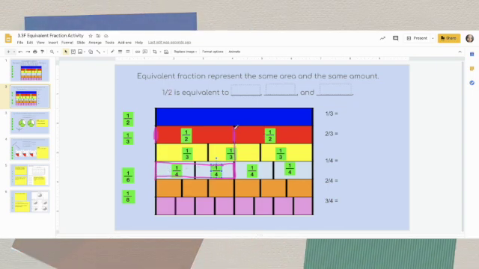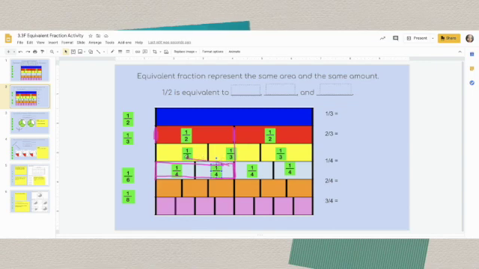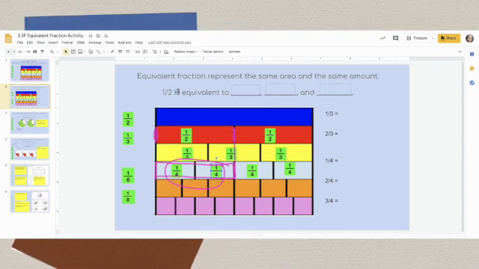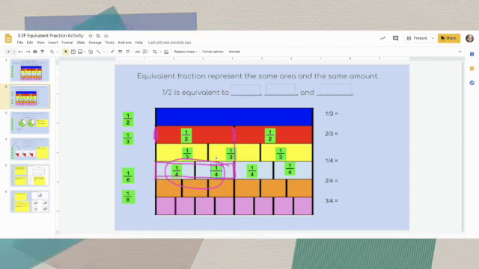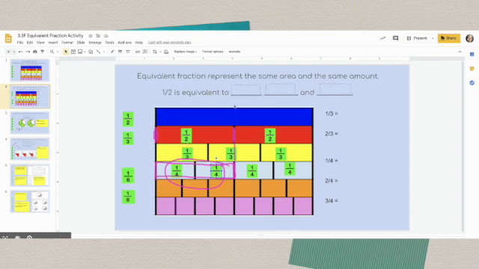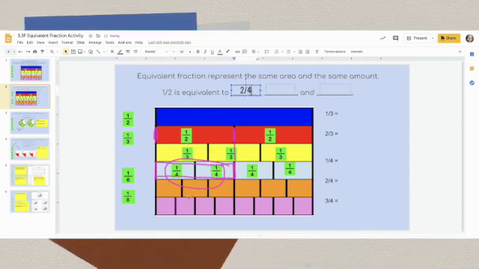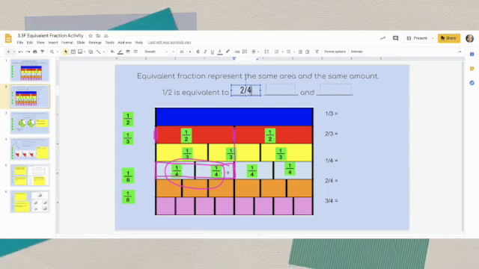So for 1/2, 2/4 represents the same area, the same amount. So 1/2 is equivalent to, and you're going to type in here, 2/4. I hope everybody sees where I got 2/4. 1/4 plus 1/4 is 2/4.